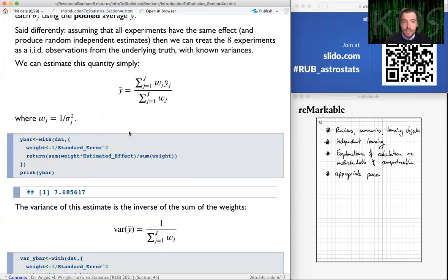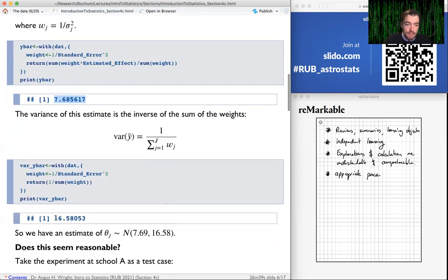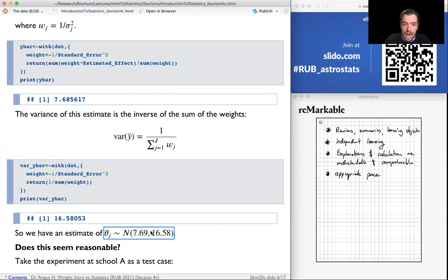Now that estimate, when we do the pooling, gives us a value of 7.7 for our estimate of the effect with some uncertainty. And that uncertainty you can calculate as the sum of the inverse weights, and it ends up being plus or minus 16. So if you were to use your posterior inference in this pooled estimate, the estimate of the true effect, theta j, is a Gaussian which centers on 8 and has a variance of 17.